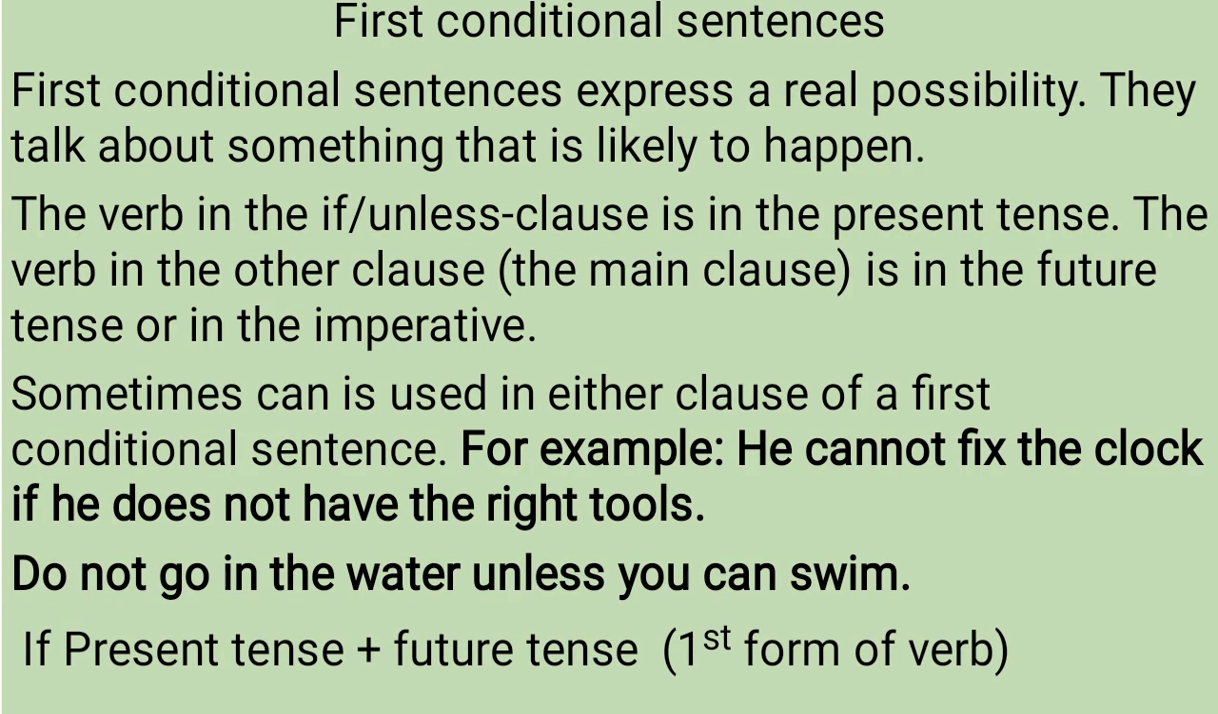So let's talk about the first conditional sentence. It expresses a real possibility and it talks about something that is likely to happen. The things that can be possible are the core of discussion in first conditional sentences. The verb in the if clause or dependent clause is in present tense. Means we use present tense in the dependent clause, but we will use future tense in the independent clause. Are you getting me?